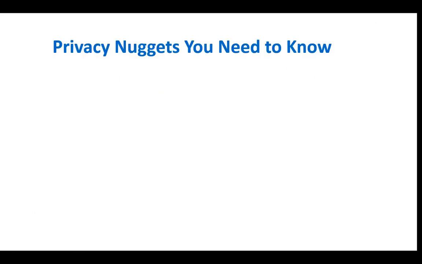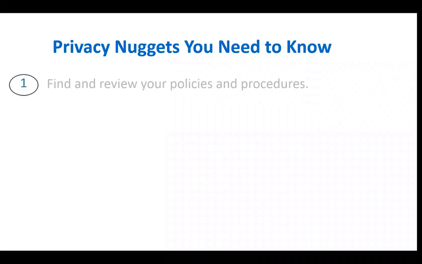So, privacy nuggets you need to know. These are the things that we can learn from reviewing the privacy incident report from the Commissioner's Office. Firstly, find and review your policies and procedures. Make sure you review them with all of your staff and your custodians, and make sure that you document that this has been done.